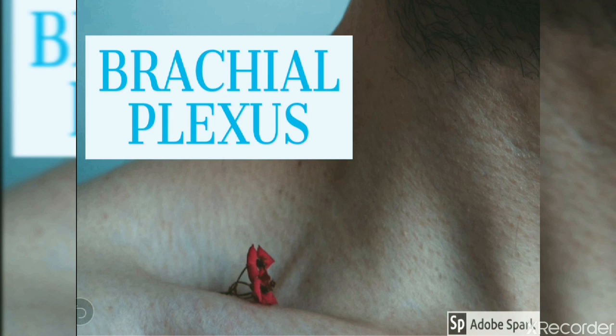As we all know, the spinal cord is made up of nerve roots, and these nerve roots come out from the front and back on both sides. The ones coming from the front are ventral, and the ones coming from the back are dorsal. So these nerve roots make branches which supply the muscles of the body.